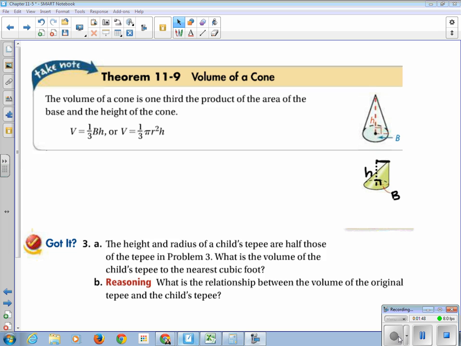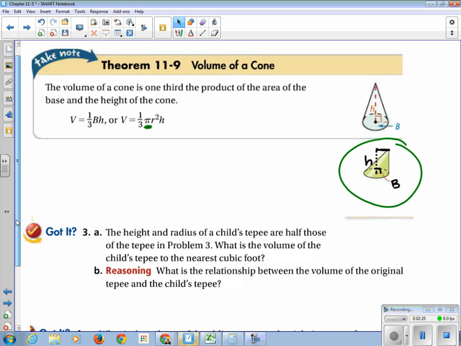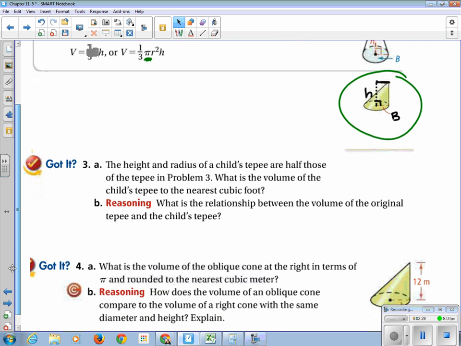All right, so the volume of a cone is the same as the volume of a pyramid. It's 1/3 the base area times the height. But fortunately, the base area is always the same for a cone. It's always the area of a circle. So we can say it's 1/3 pi r squared times h. And remember, that's the same for an oblique cone. The height is the distance from the very top perpendicular to the base. As long as you know that height, you can find the volume of an oblique cone.